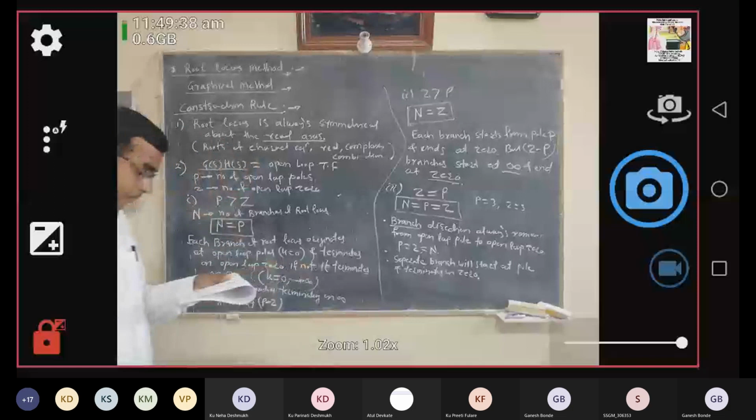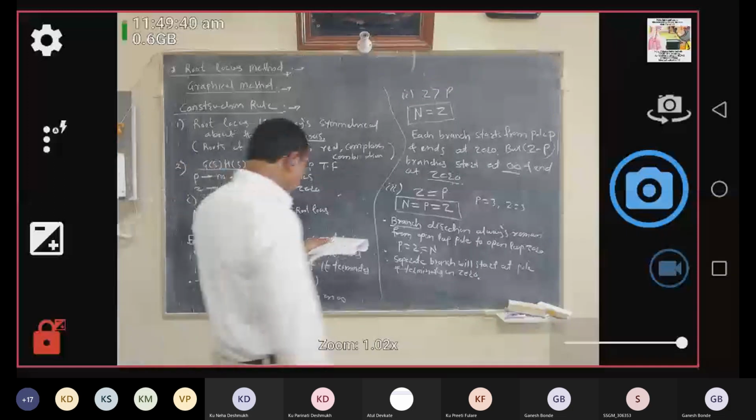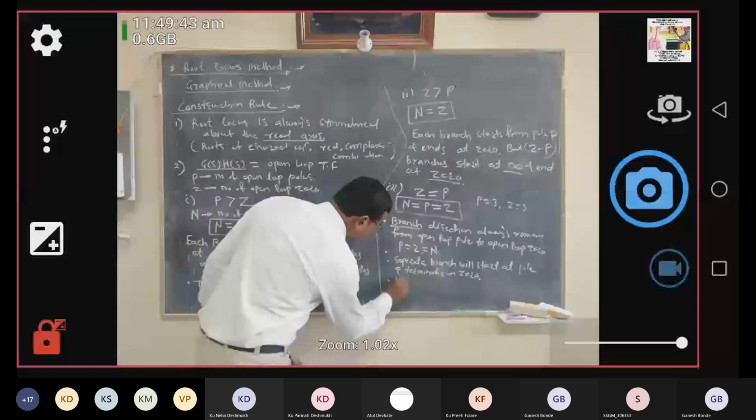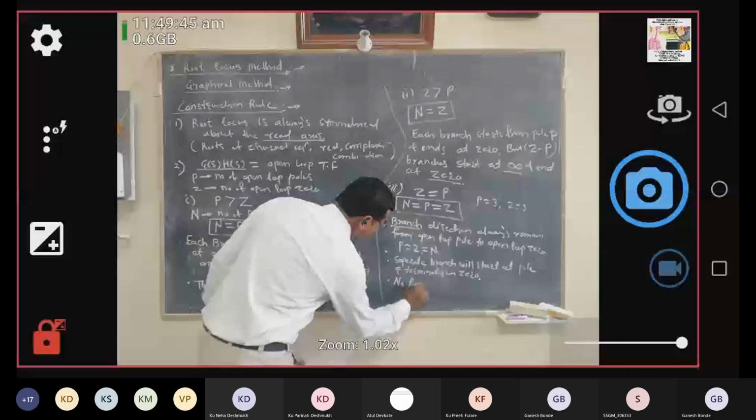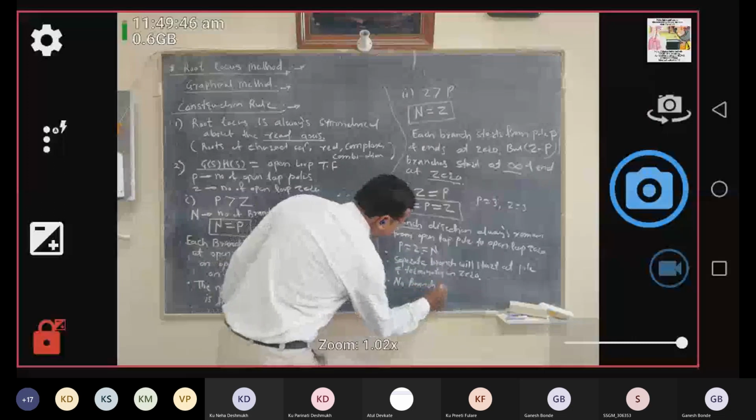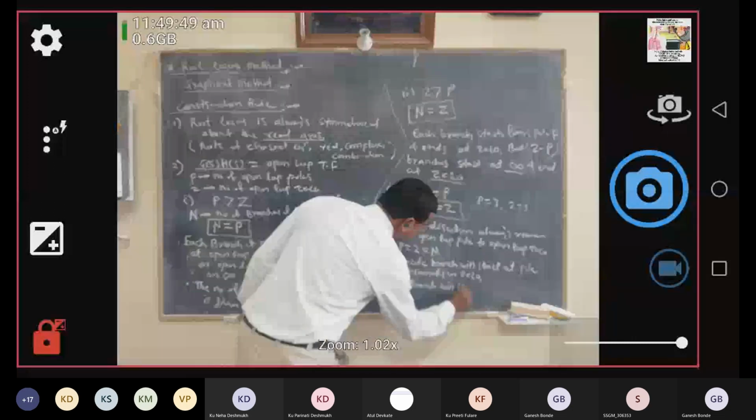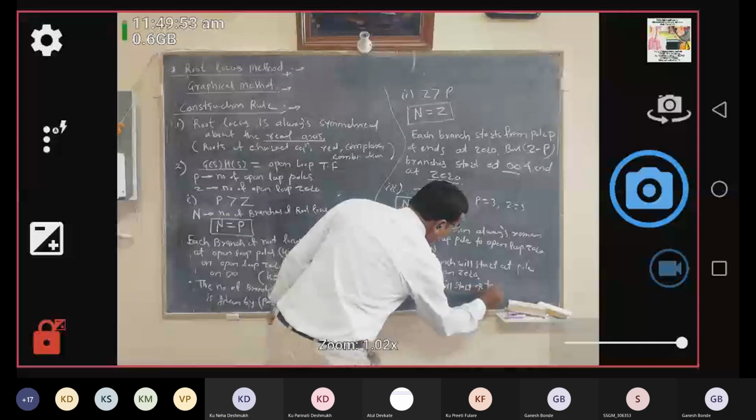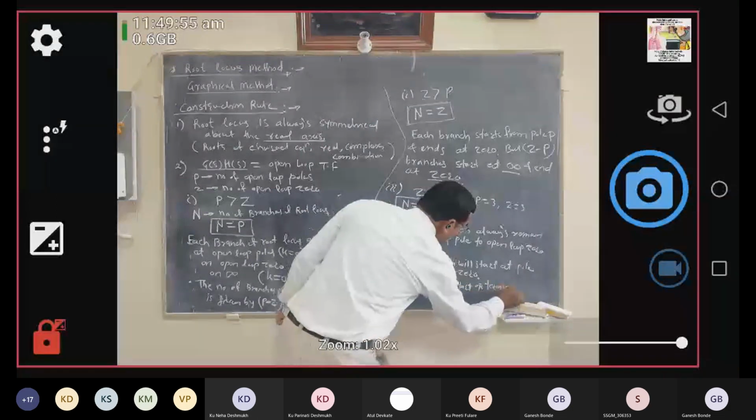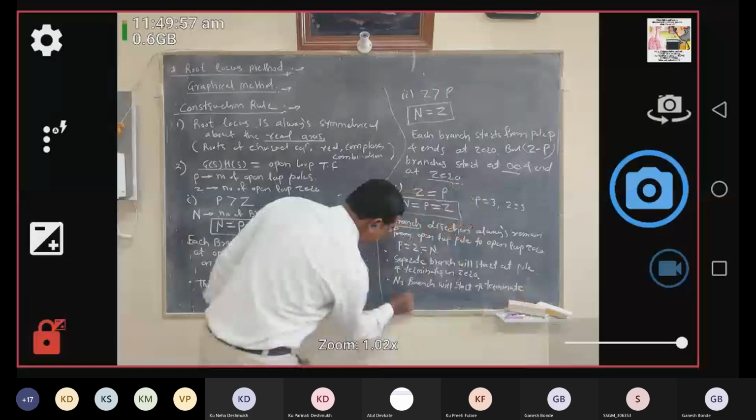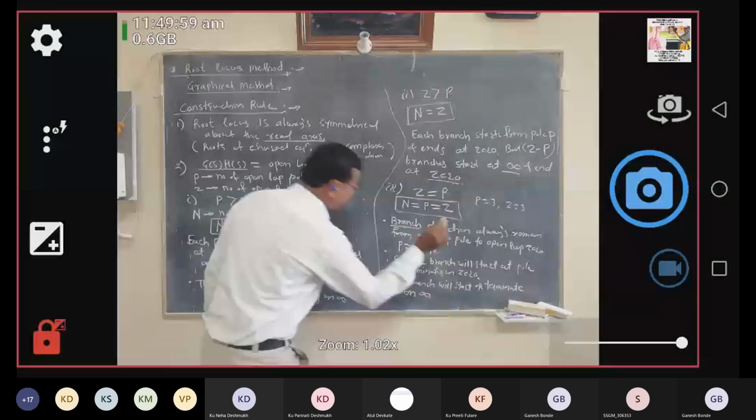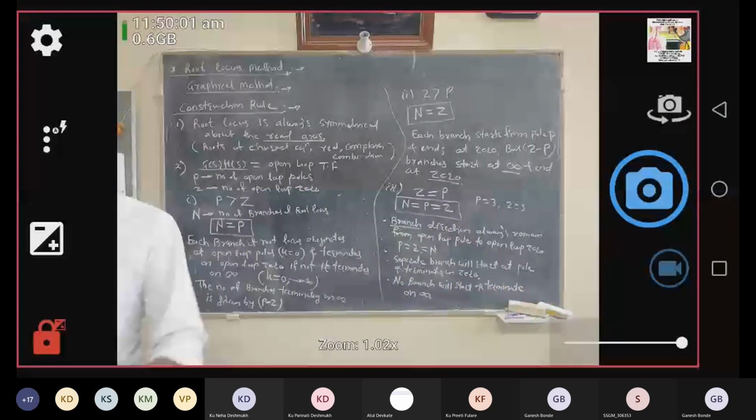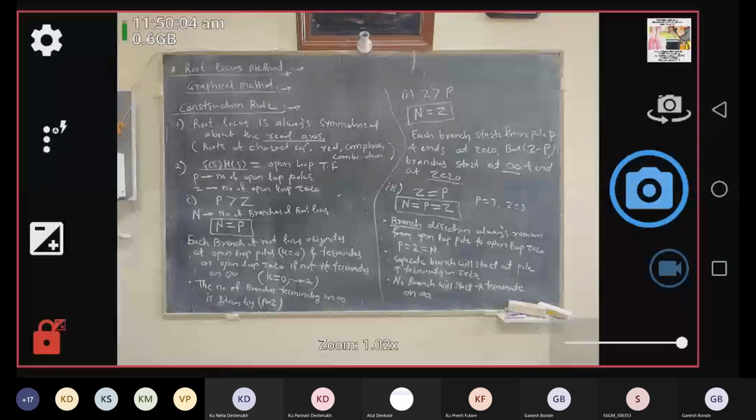Okay, so no branch will start or terminate on infinity in this case, because here the number of poles is equal to the number of zeros.